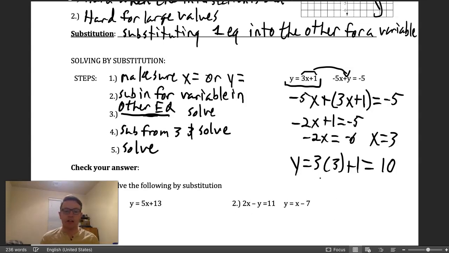So step 5 is going to be write our solution. And when we're done, we're going to write our solutions as an ordered pair. So our ordered pair is x is equal to 3, y is equal to 10.